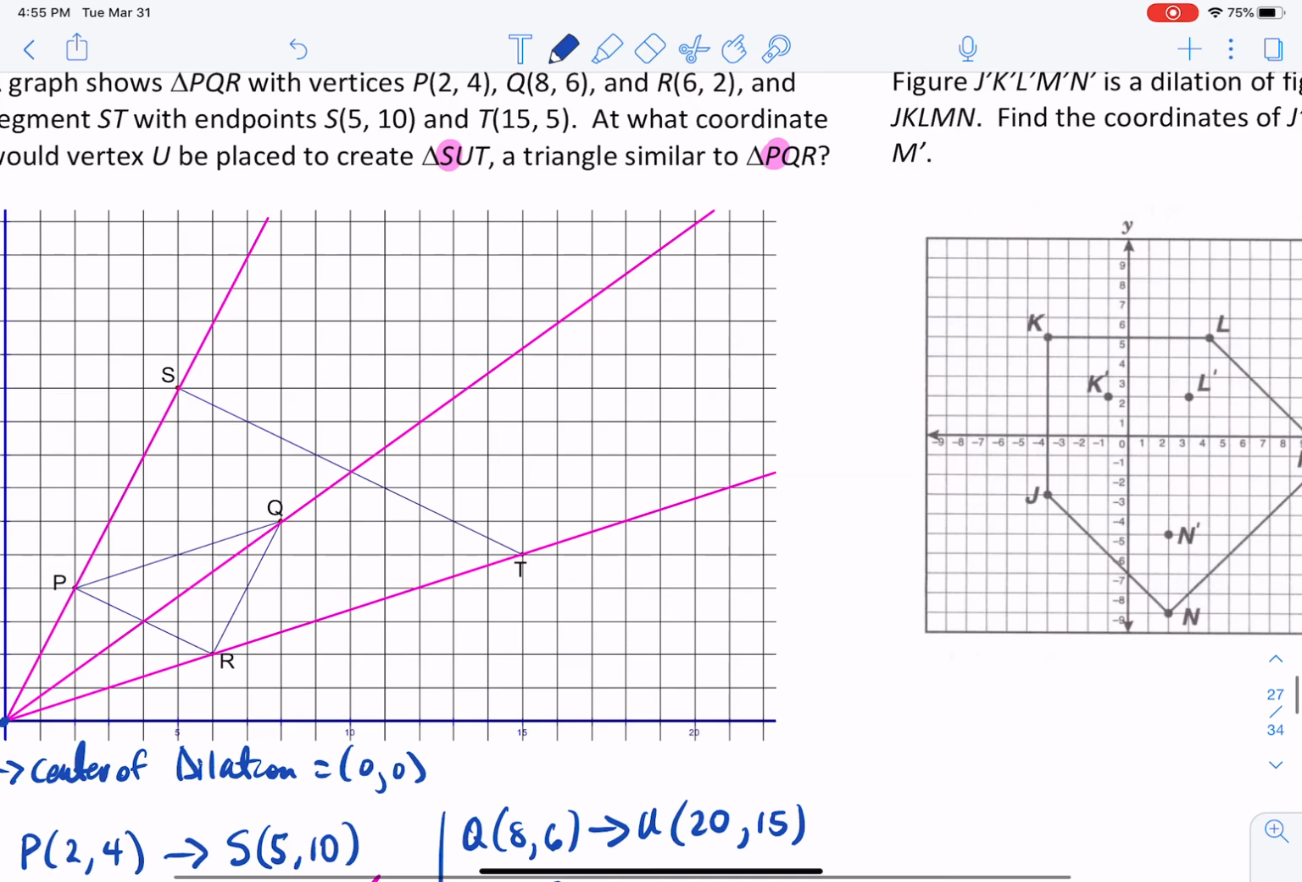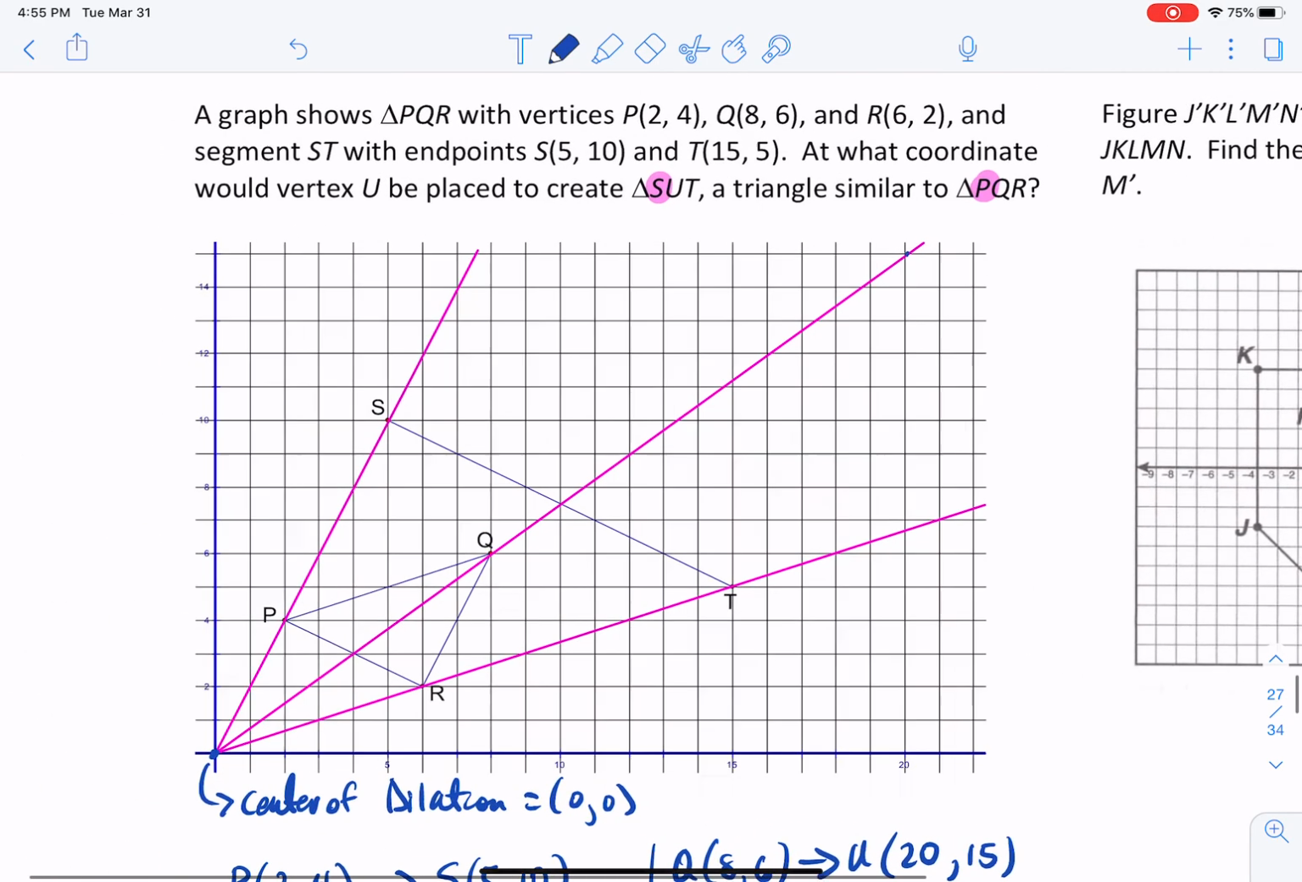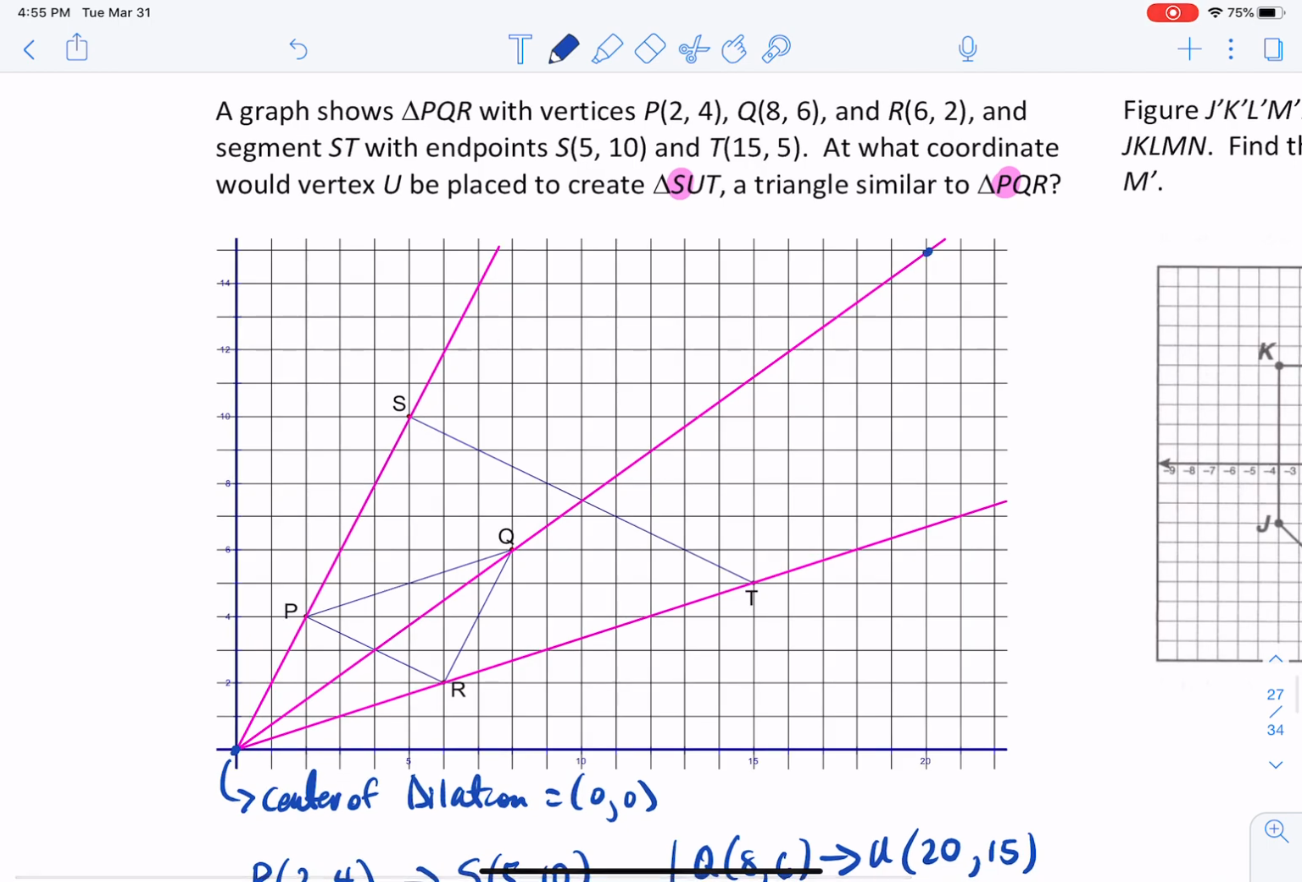Let's see if that makes sense. So 20, looks like it might be there. Let's see. Let's follow it up. Oh, it definitely is. Bam. So there's our point U. Connect that back to our points S and point T. And we have just dilated this by the scale factor of 2.5.